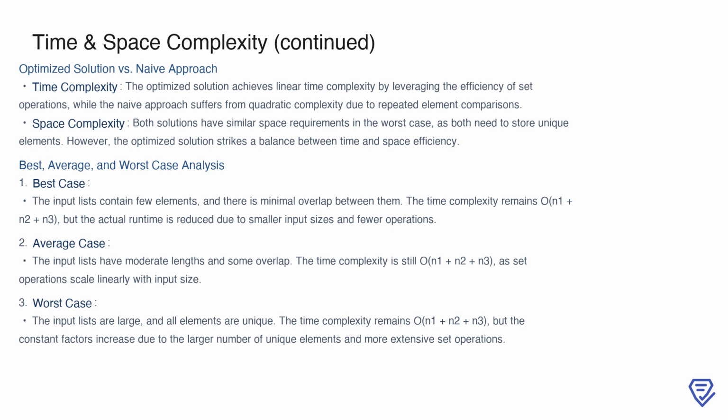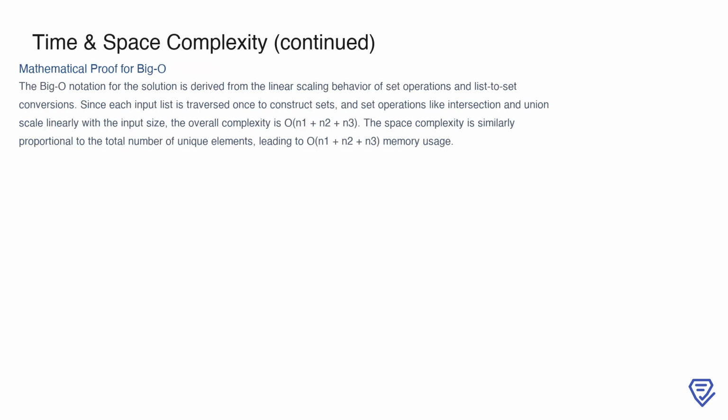To understand how the solution performs in different scenarios, we can analyze the best, average, and worst cases. In the best case, the input lists are small and have minimal overlap, leading to fewer set operations and a reduced runtime, while maintaining a linear time complexity of O(n1 + n2 + n3). For the average case, we assume moderate input sizes with some overlap, where the complexity remains linear but with slightly larger constant factors due to additional set operations. Finally, in the worst case, the input lists are large, and all elements are unique. While the time complexity is still O(n1 + n2 + n3), the constant factors increase because of the greater number of unique elements and more extensive set operations.